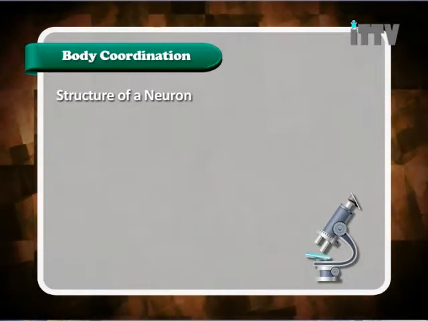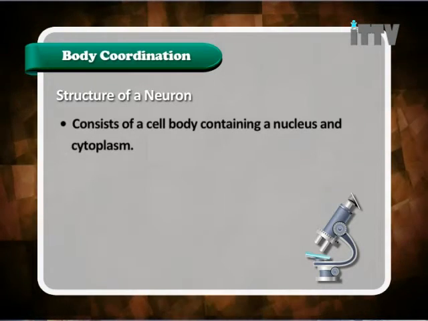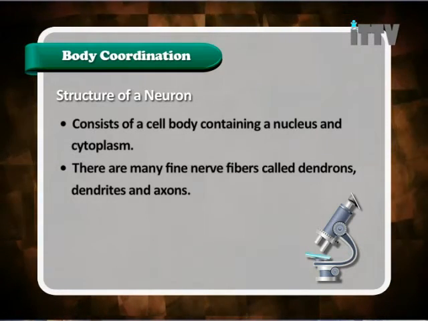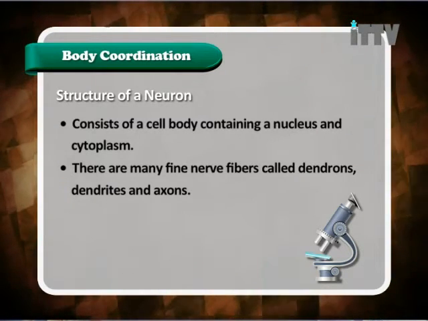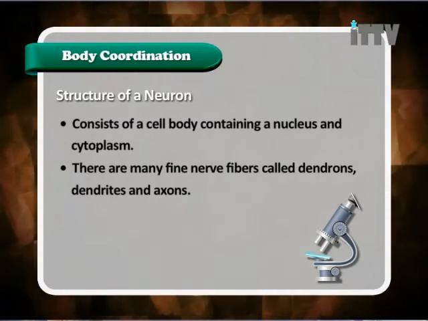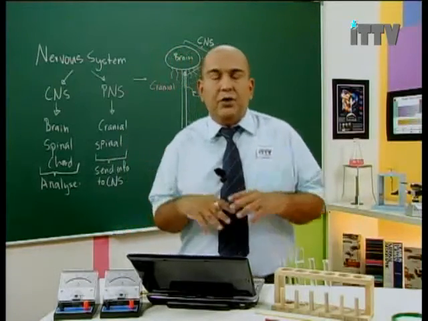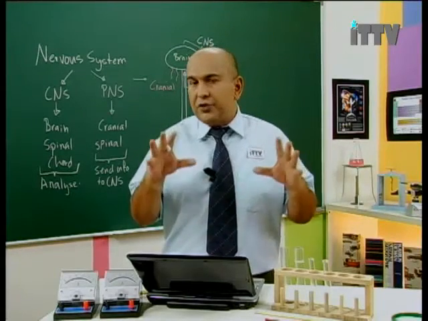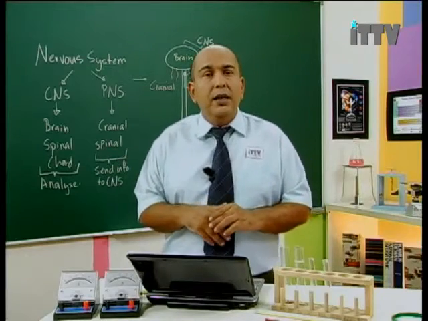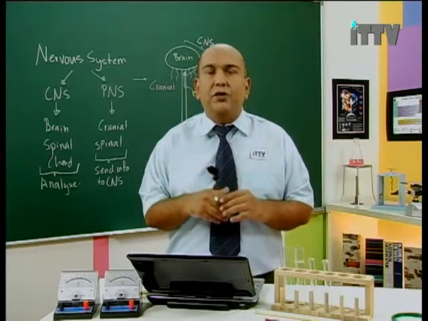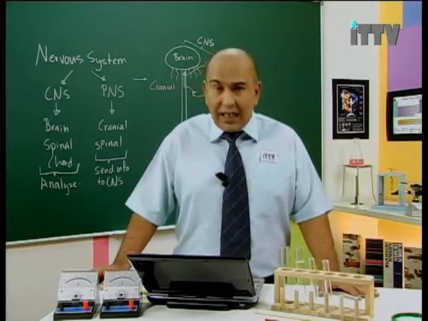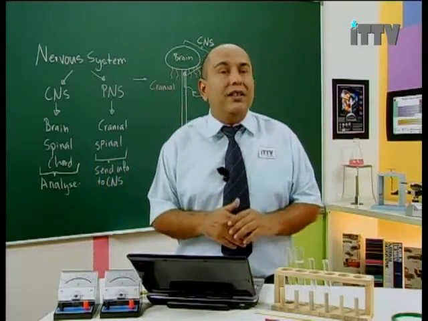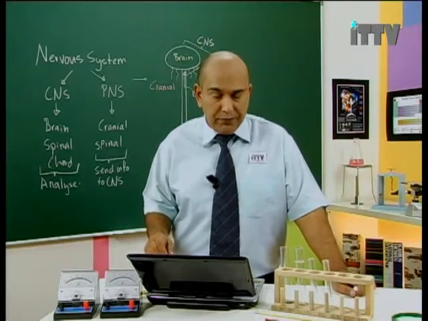Structure of a neuron consists of a cell body containing a nucleus and cytoplasm. There are many fine nerve fibers called dendrons, dendrites, and axons. So these are the basic parts of a neuron. We'll have a look at those in a moment and explain them a bit more clearly on the board, but understand that we have different parts of a neuron, the most important being the cell body, which has the nucleus. So this is the part that controls all the activities of the neuron.